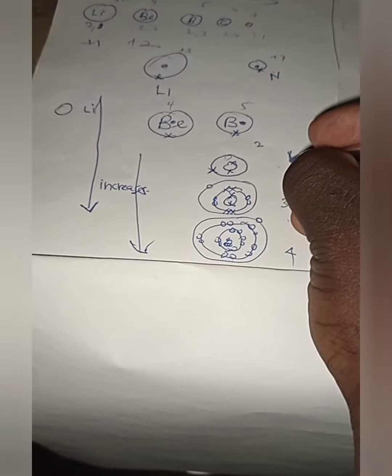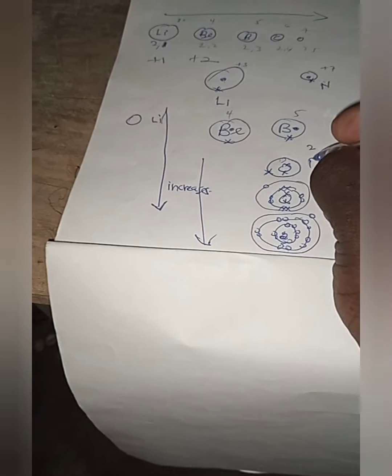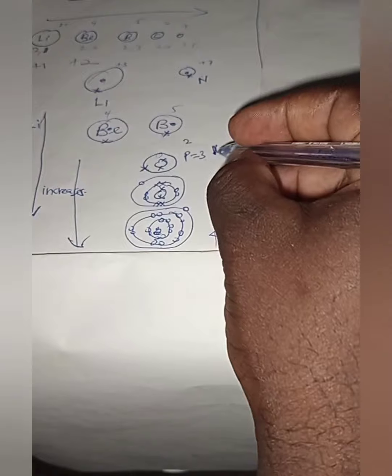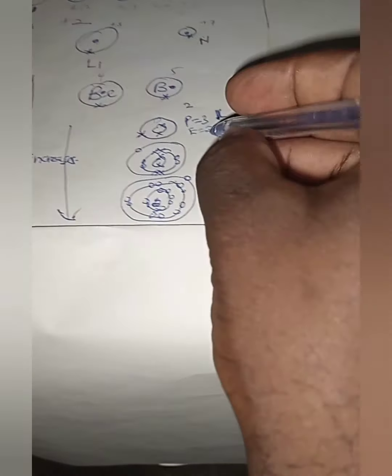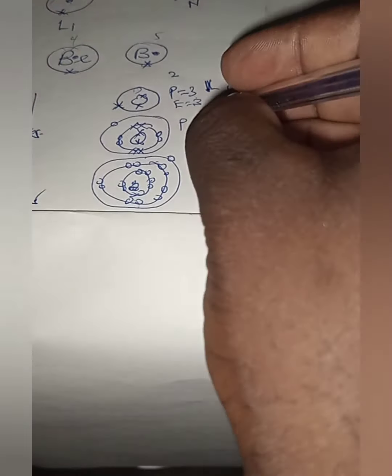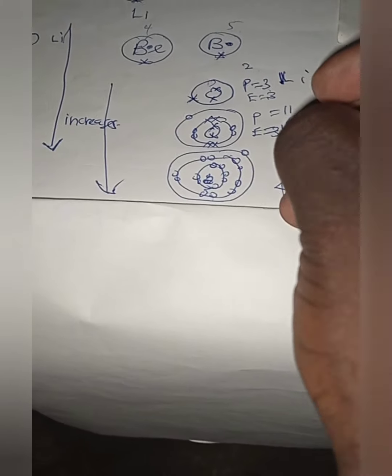The proton number in lithium. The proton number in lithium will be what? The same as the atomic number, which is 3, and the same as the electron number, which will be 3. Okay, and this one, sodium will be what? 11, and the electron number will also be 11.